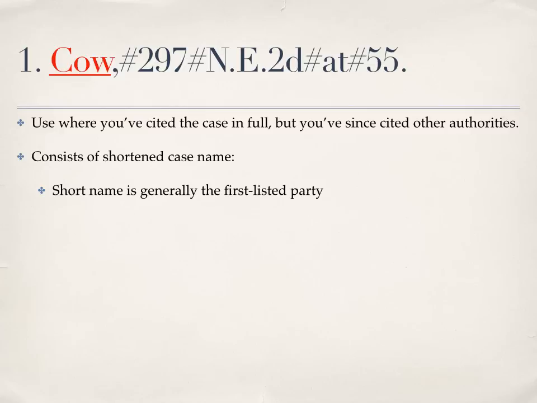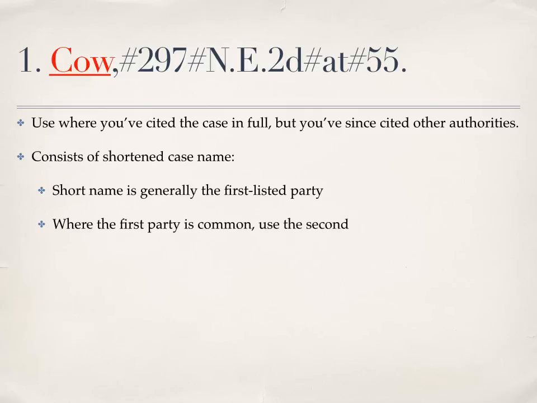This is what I like to call Form 1. It could be considered the medium length form. You will use this form where you've cited the case in full, but have since cited some other cases or sources. You now want to cite that earlier case again. This format consists of a shortened case name, shortened reporter information, and no court jurisdiction parenthetical. Like the full cite name, the name should be underlined up to but not including the comma. The shortened case name is normally the first listed party.